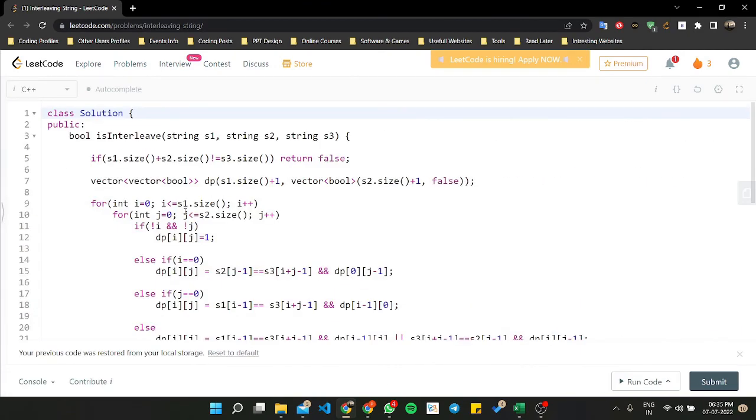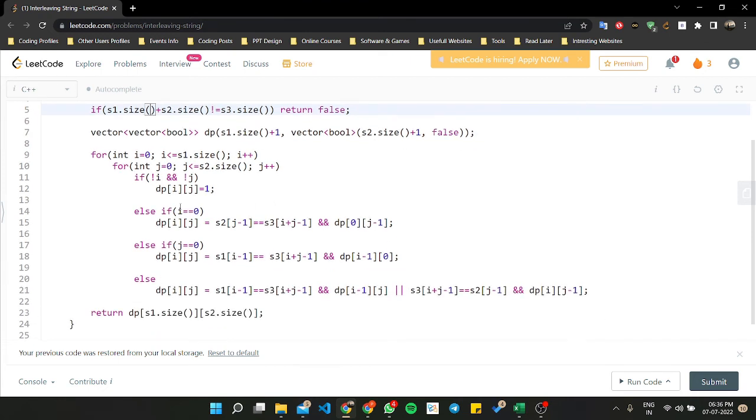Okay, in the coding part, first is a base condition. The S1 size plus S2 size must be equal to the S3 size. Okay, it's a base case. If it is not, we can definitely know it does not form this interleaving string, so it directly returns false. And the next part is we create the Boolean DP matrix, or memoization matrix. I created an extra space for the corner case, like 0, the empty string.